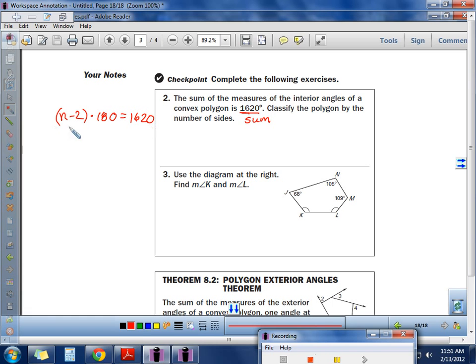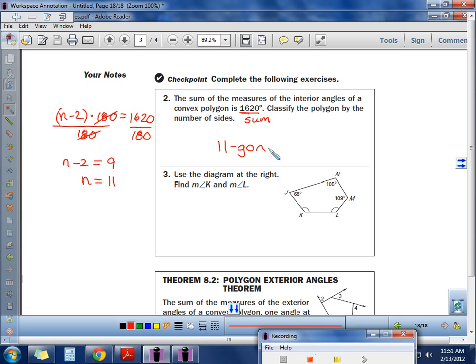First step would be divide by 180, just like earlier. They'll cancel on the left side. You'll be left with n minus 2 equals 9. To get n alone, you've got to add 2 to each side, and you'll get n is 11. An 11-sided shape is called an 11-gon. That's one of the weird terms, 11-gon.